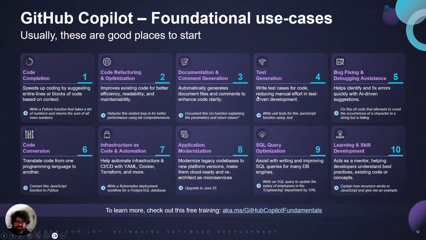Generating tests, tests for edge cases, asking Copilot to give you edge cases you haven't thought of. You can use it for that. Bug fixing, that's for sure. But also code conversion. Maybe there's an application written in some language, you want to do a new version in another language, you can ask Copilot to do the translation for you.